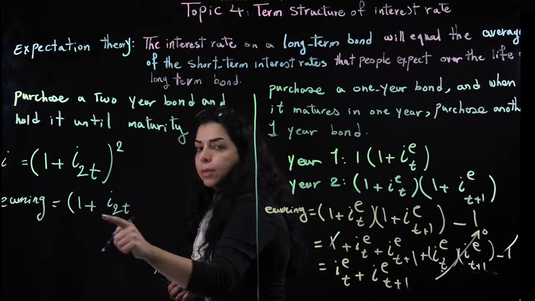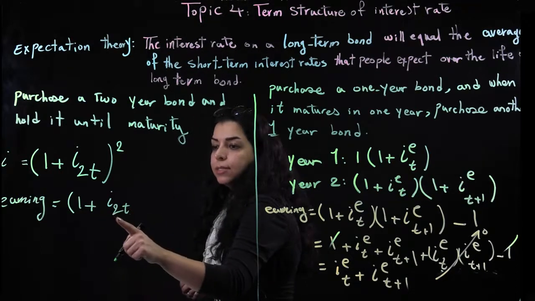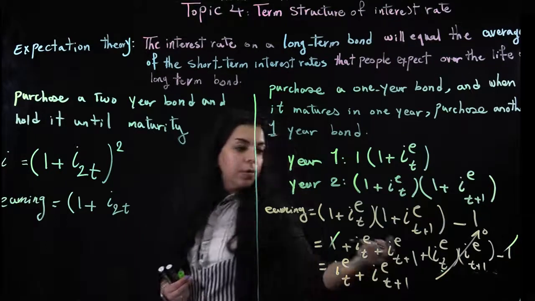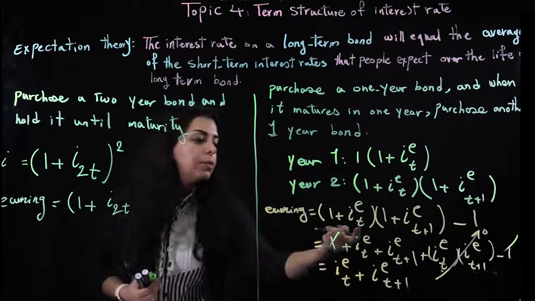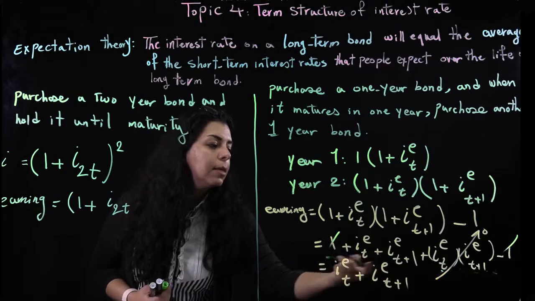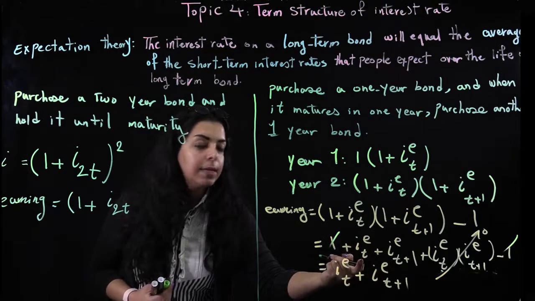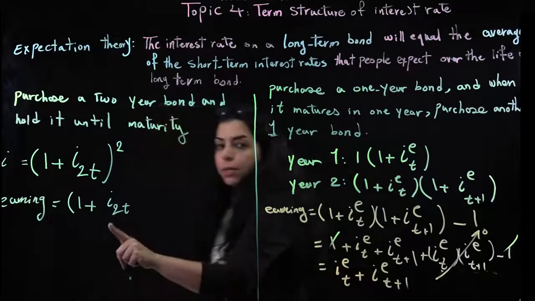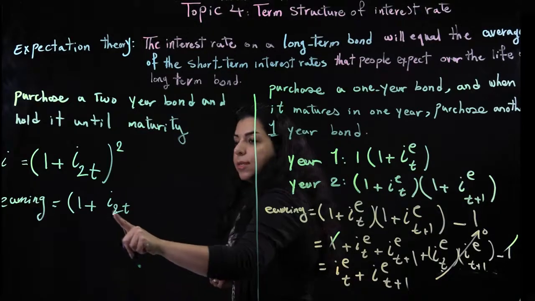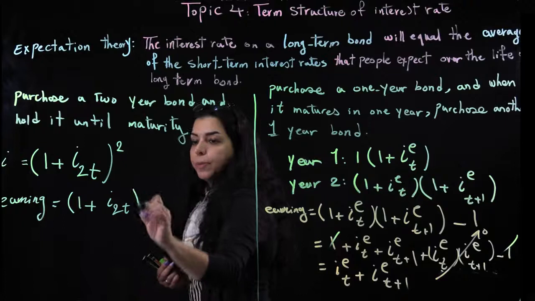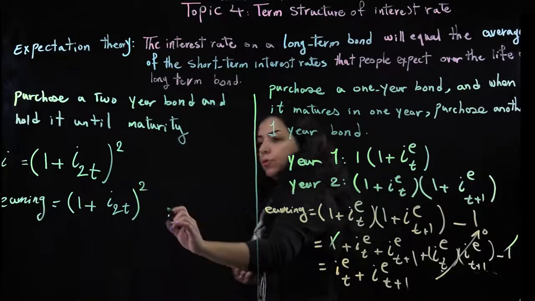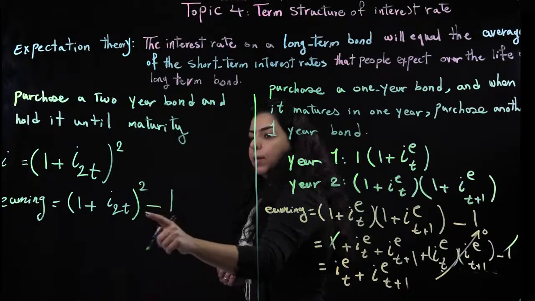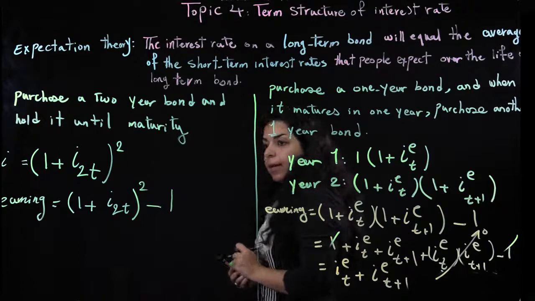This is the long-term bond, right? So that's why the interest is i_2t. Here, in the first scenario, we are talking about the short-term interest rate, so one by one we add. This is the short term of the next year, the short term of the following year. But here we are talking about the long-term interest rate. That's why we put i_2t, and then power 2, and then minus 1. 1 is the amount that we have invested.